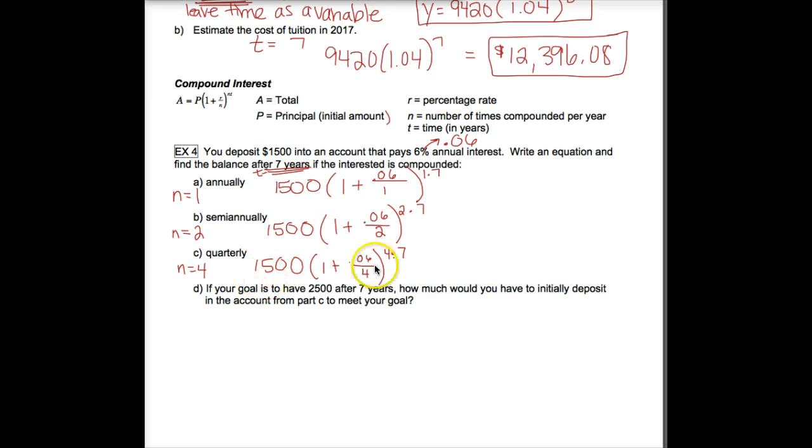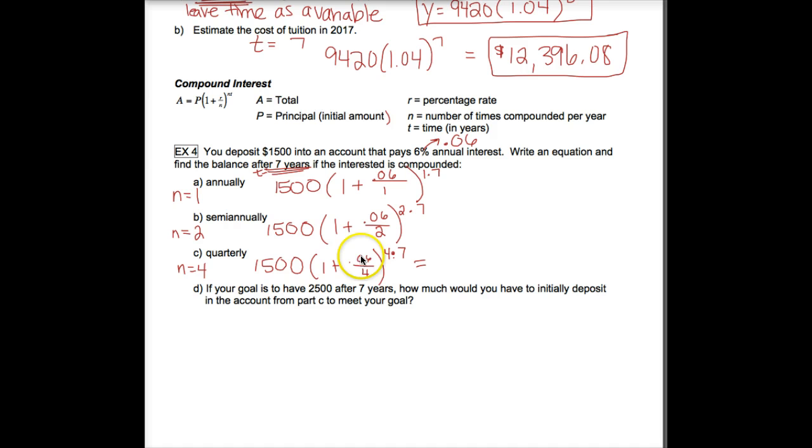Now, you can press this all in one step. However, very few people actually do it correctly when they do it. So I might suggest actually starting here and doing 0.06 divided by 4, then adding 1, taking that answer and raising it to the 28th power, and then taking that answer times the 1,500. Again, it's up to you, but when there's not a lot of work to show, if you're continuously getting the wrong answer, it's probably because you're not pressing it into the calculator correctly. So I always show a little bit of work.